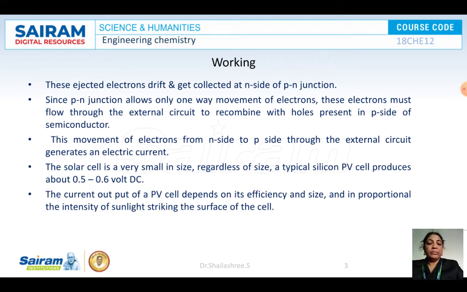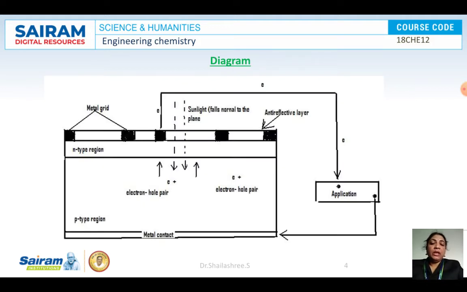This is a typical diagram of the photovoltaic cell. Let us talk about the diagram once again. At the top of the solar cell, there is a metal grid. At the back side or bottom of the solar cell, there is a metal layer, coated using an inert metal like silver or any other metal. At the center of the solar cell, there is a PN junction. The top region is referred to as the N-type region, and the bottom region of the solar cell is referred to as the P-type region.